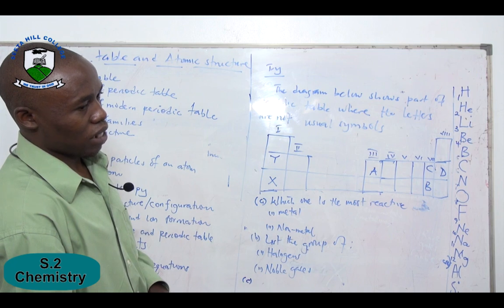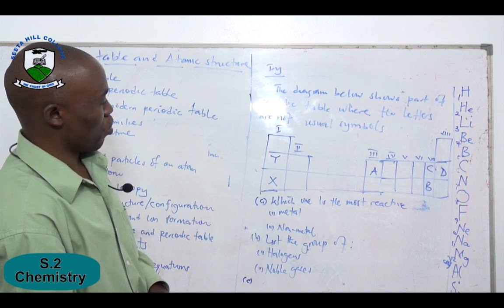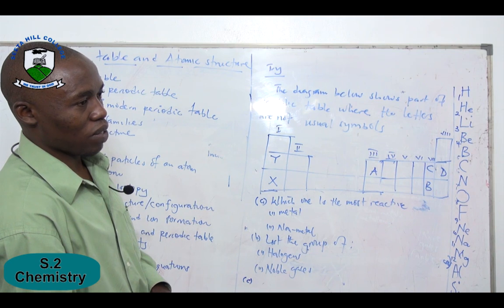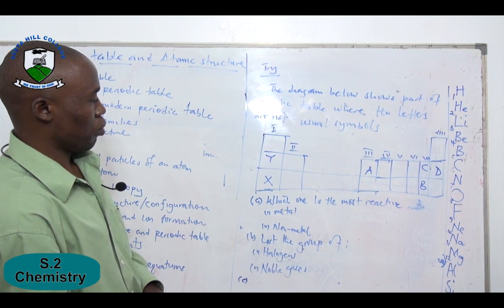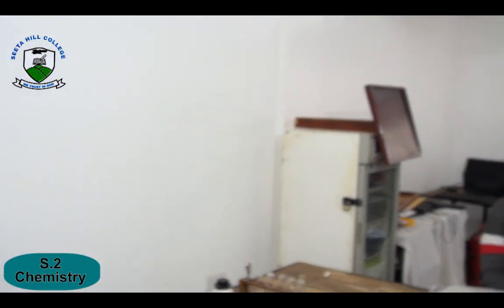Can I have answers now? Question A: who is taking over that? Chirabo, take over. Which one is the most reactive metal? It's metal X, because reactivity increases downwards, down the group. Then the non-metal is C, because reactivity increases upwards, up the group.